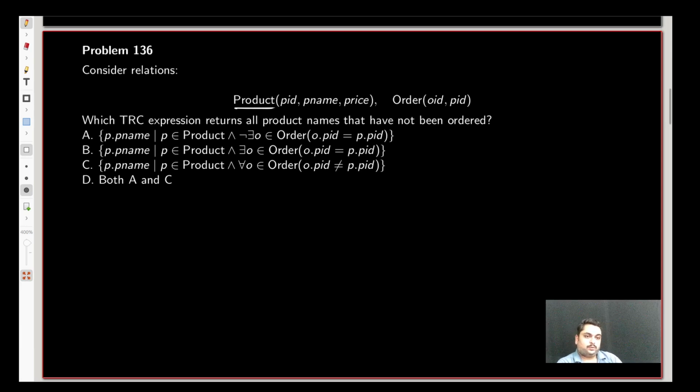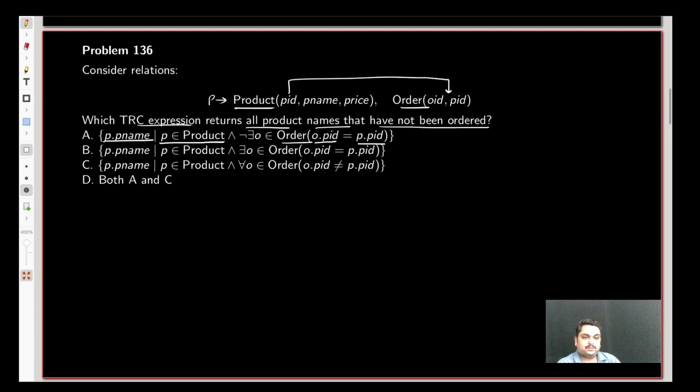Consider two relations, product and order. So there is a relation between product and order. This product has been ordered for some order ID. Which TRC expression returns all product names that have not been ordered? So P.Pname, where P belongs to product, a row or tuple from this product. From that you select the name, and there does not exist a tuple O that belongs to order, where O.PID equals P.PID.